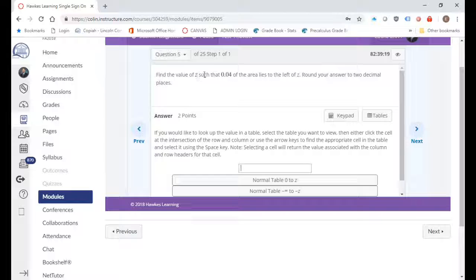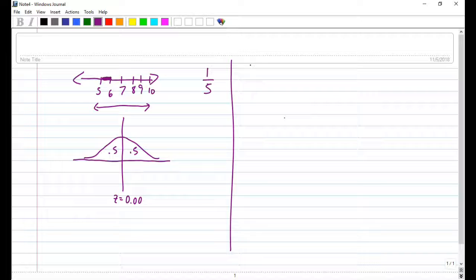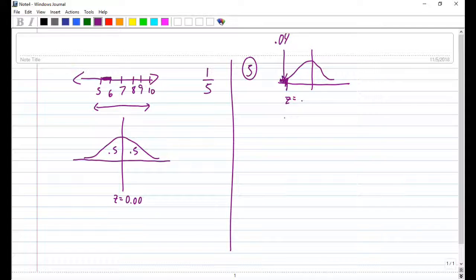Find the value of z such that 0.04 of the area lies to the left of z. All right, it's important that you understand exactly what the problem is talking about. 0.04 of the area is to the left. So this is problem number 5. So if we're under the curve here, we want to figure out the z value where 0.04, so right there, 0.04 would be to the left of that z value. All right, so we need to look in our table. And remember, the z's to the left of the center are negative.